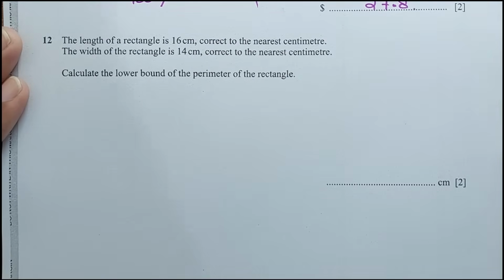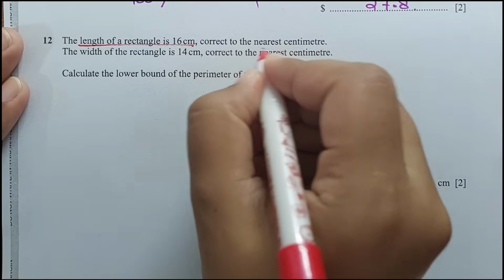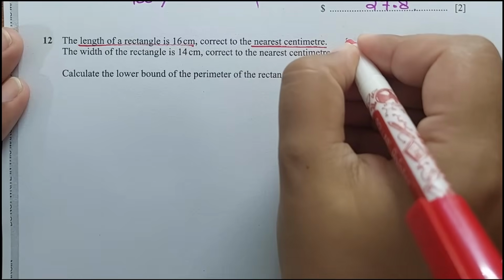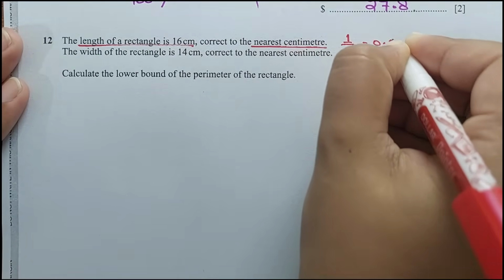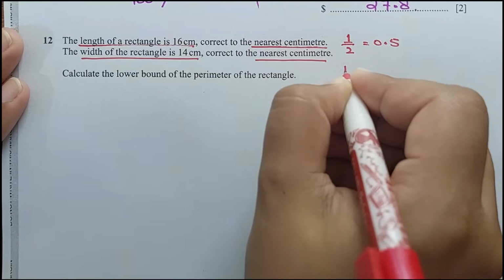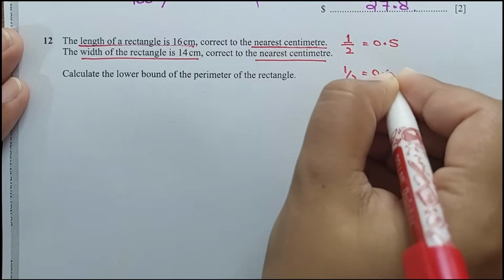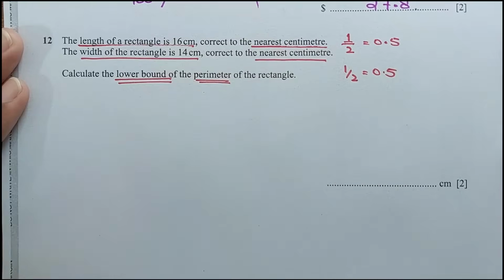Question number 12. The length of a rectangle is 16 centimeters, correct to the nearest centimeter. So 1 centimeter, 1 by 2, that is 0.5. The width of a rectangle is 14 centimeters, correct to the nearest centimeter, again 1 by 2, that is 0.5. Calculate the lower bound of the perimeter of the rectangle.